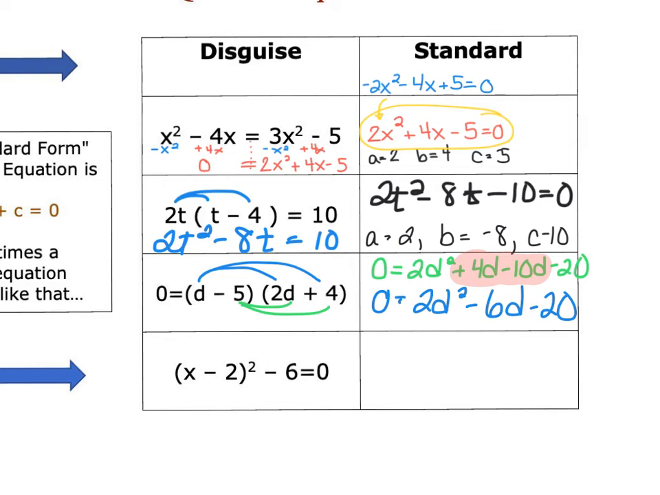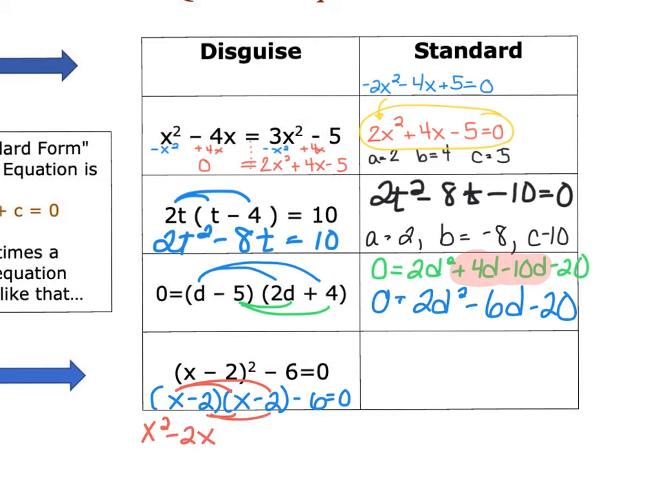Right? The last one in this chart has x minus 2 squared. And what some kids do wrong is they try to distribute that outer exponent, but it's really x minus 2 times x minus 2 minus 6 equals 0. So I need to, again, double distribute. That gives me x squared minus 2x.